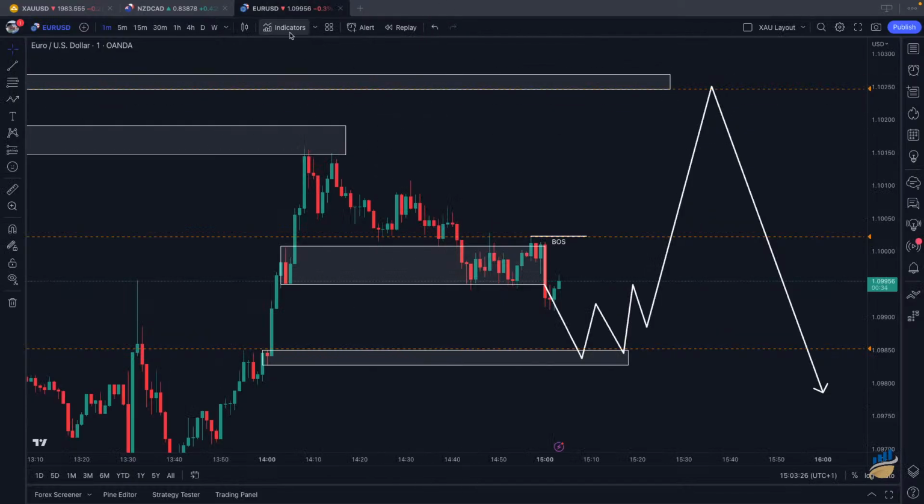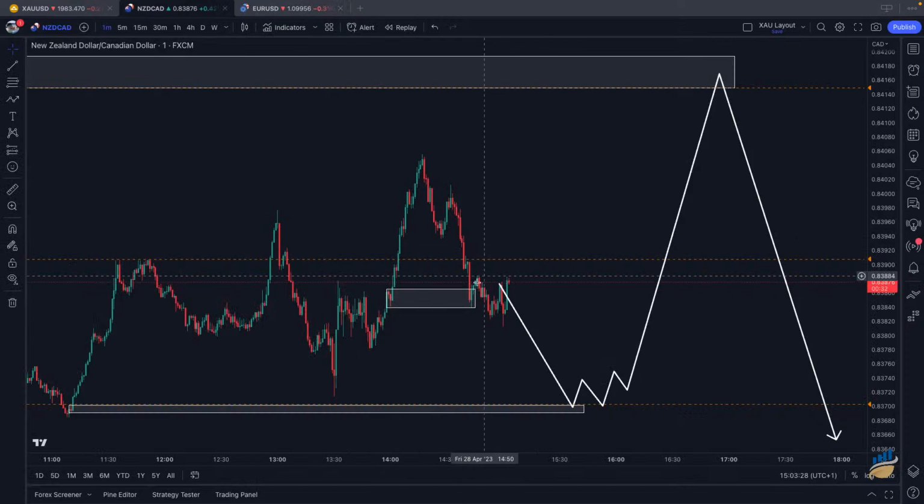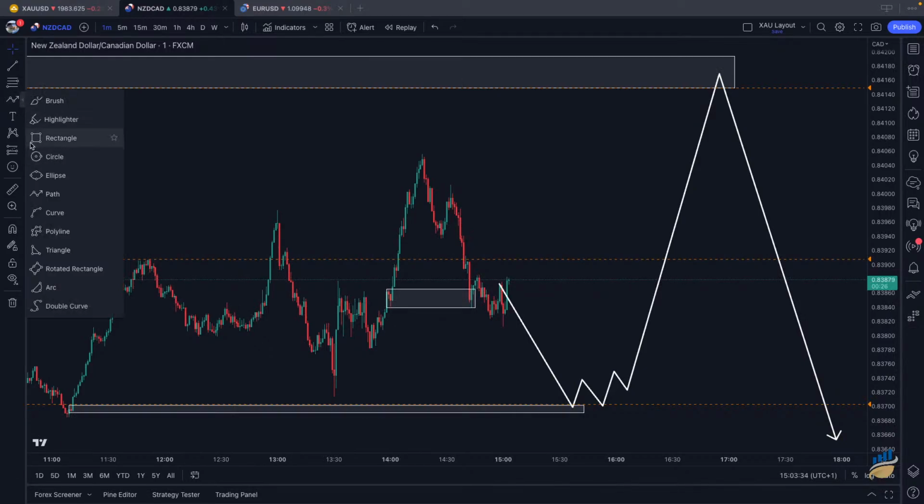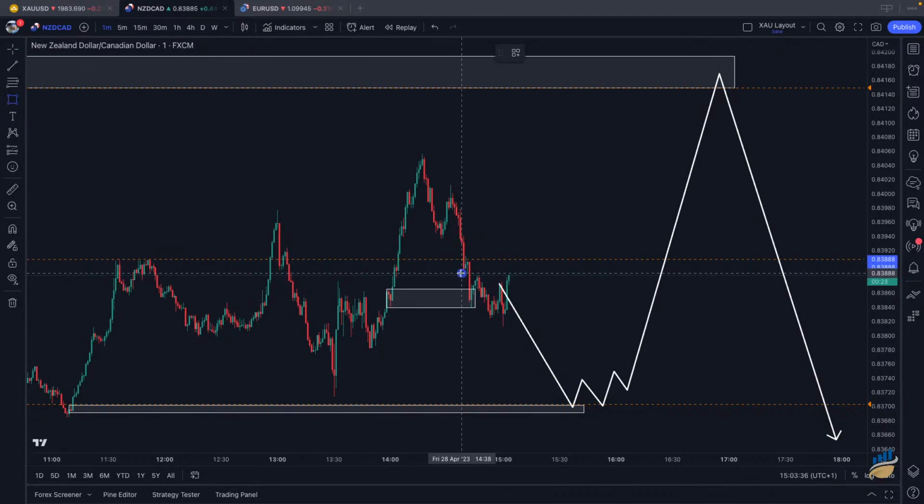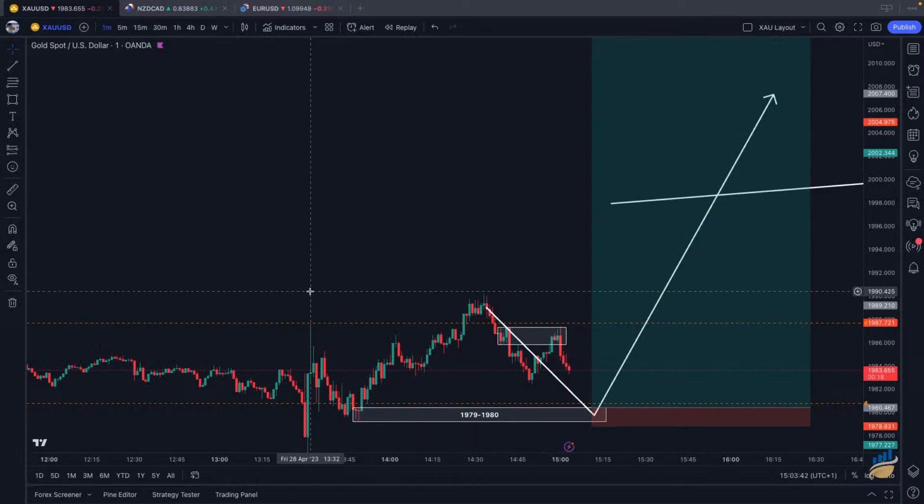Great British Pound USD, that's a write-off. NZD CAD. Price is tapping into this. Probably going to clear that. Tap into here, trades lower. Yeah, as you can see, we've got more bearishness on this. So we had a second opportunity to get involved in sells there.